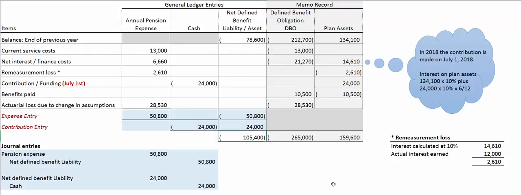And you've now mastered most of the complexities of the defined benefit plan. Everything we've done now has been under ASPE, under the Accounting Standards for Private Enterprises. The next very brief video is going to show you how we deal with it under IFRS. The good news, it's not a lot different.